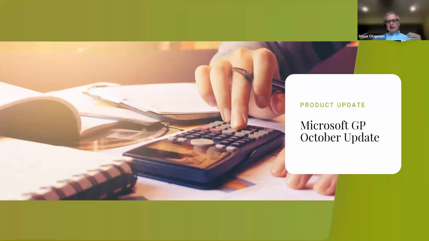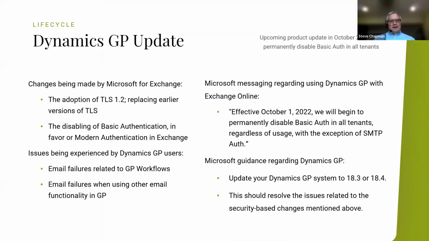What I want to do is talk a little bit about some changes that Microsoft is making with their stack that can affect GP systems. They're making changes on Exchange Online. They're upgrading the TLS to 1.2. This is a security protocol, and they're updating that on Exchange Online.